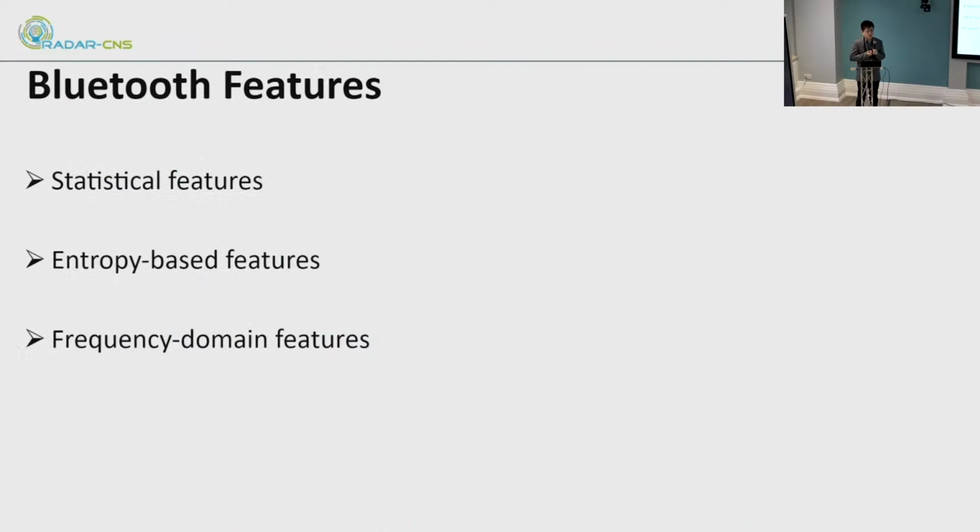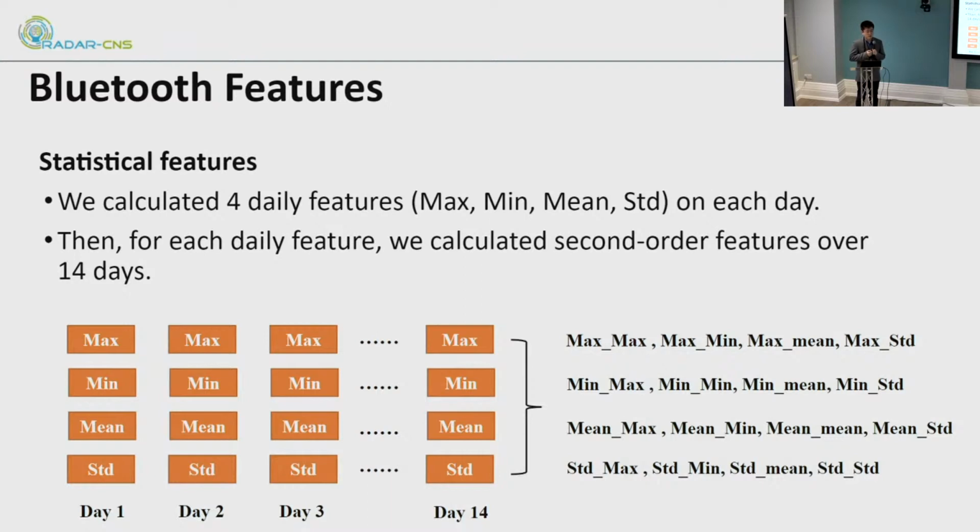We extracted several Bluetooth features, including statistical features, entropy features, and frequency domain features in the 14-day intervals. For the statistical-based features, we first calculate daily features. They are maximum, minimum, mean, and standard deviation on each day's Bluetooth data. And then for each daily feature, we calculated the second order features over 14 days to describe the variance, the amount, and the distribution of the Bluetooth sequence over that period.